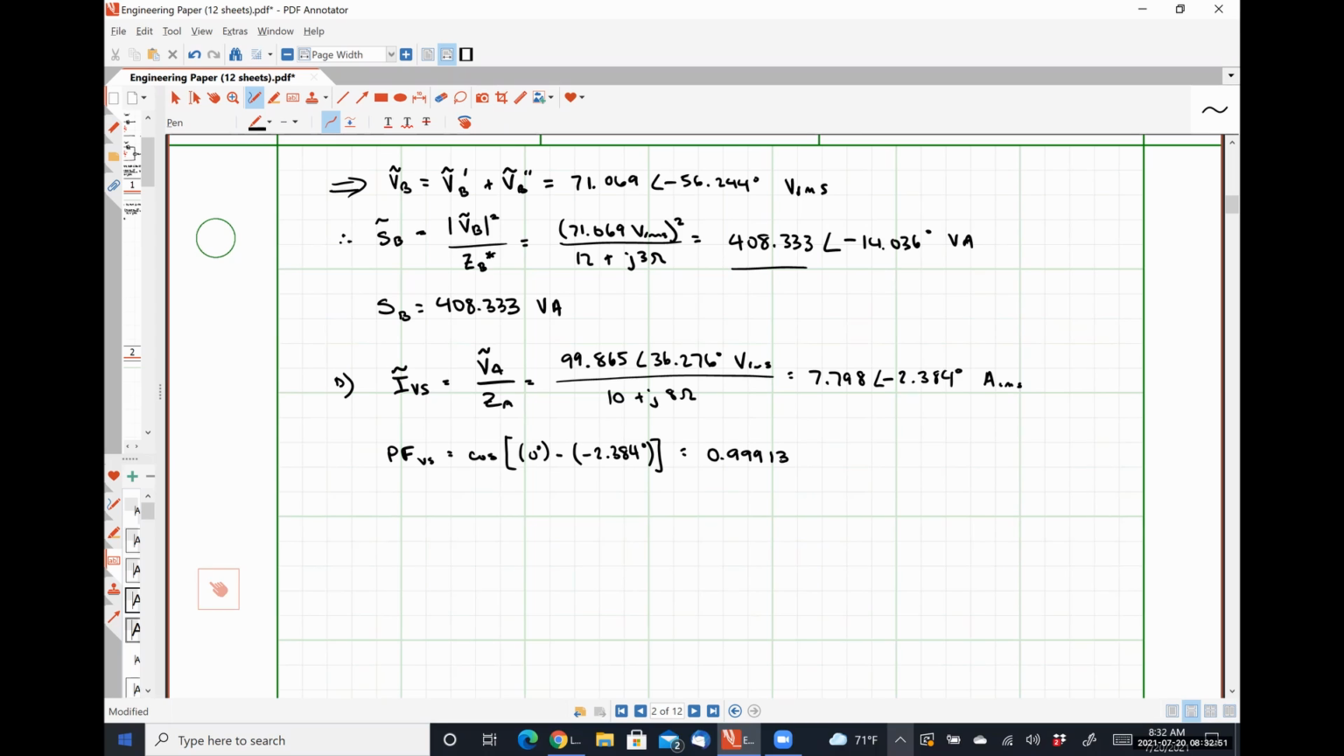So whenever the angle theta S, which is by definition theta V minus theta I, is positive, and by positive I mean between 0 and positive 180 degrees, then our power factor is lagging. If the angle is negative, between negative 180 degrees and 0, the power factor is leading. And I believe we talked about that in the last class.